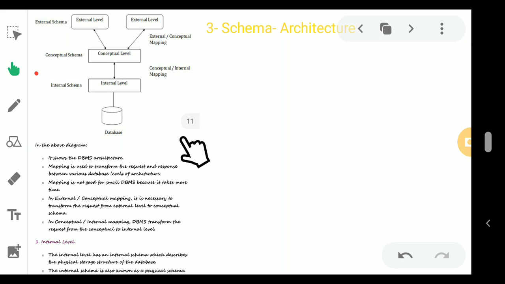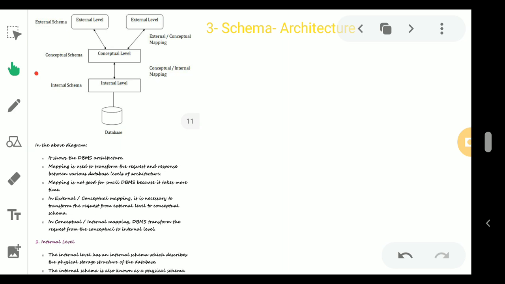In the diagram we will have to explain all those levels at a time, but first we will discuss those schemas. In this DBMS architecture, mapping is used to transform the request and the response between the various database levels. There are different kinds of mapping: one-to-one, many-to-many, one-to-many, many-to-one. From one request it can be sent to multiple ports, or from multiple ports it can be answered using only a single port. These are known as mapping.